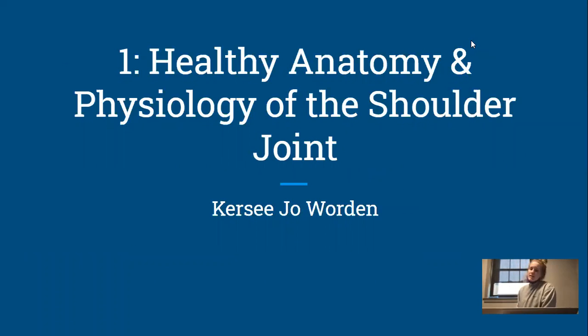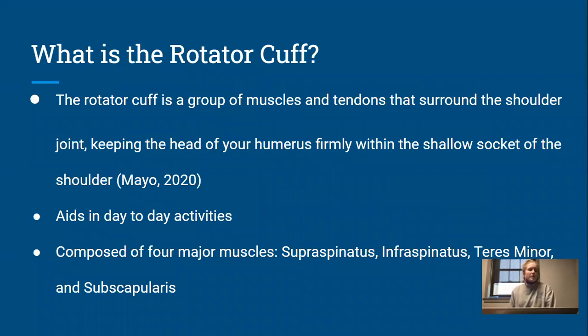In order to discuss the disordered shoulder, we will have to have a general understanding of the typical anatomy of the rotator cuff and how they move. I first want to clarify what the rotator cuff is. A general definition provided by the Mayo Clinic states that the rotator cuff is a group of muscles and tendons surrounding the shoulder joint, keeping the head of your humerus firmly within the shallow socket of the shoulder, or glenoid cavity.